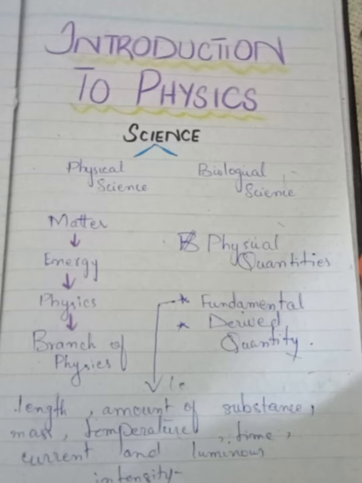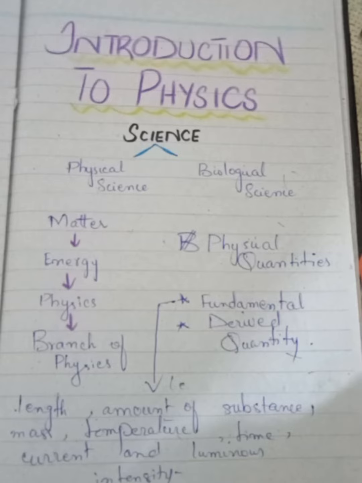Now come to physical quantities. What are physical quantities? All those quantities which are measurable are called physical quantities. There are two types of physical quantities. One is fundamental quantity and the second is derived quantity.